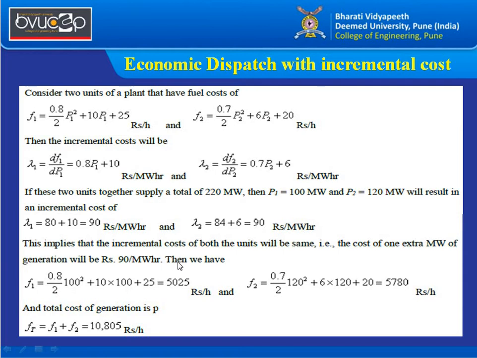So we can see here that lambda 1 is 90 as well as lambda 2 is 90 rupees per megawatt hour. So this implies that the incremental cost of both the units will be the same, that is the cost of one extra megawatt of generation will be rupees 90 per megawatt hour. So that is what is applicable.